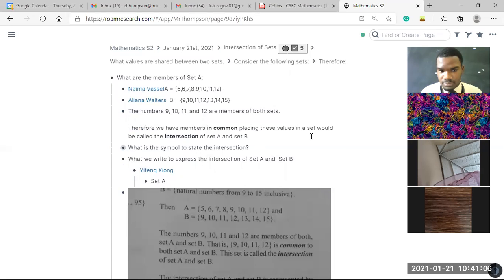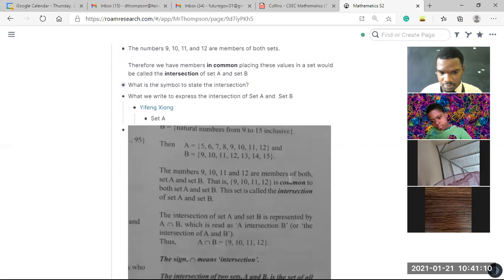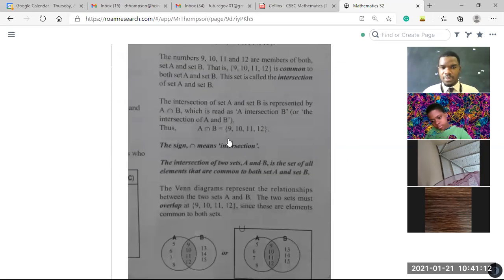9, 10, 11, and 12. Perfect. So here you go. Write this off for me. So we're going to put A, intersection symbol, B is the set of curly bracket 9, 10, 11, 12. Good job. All right. So that's it for intersection and complement.